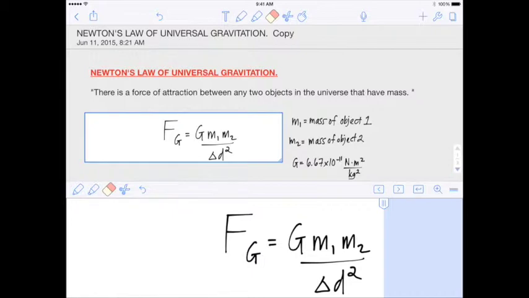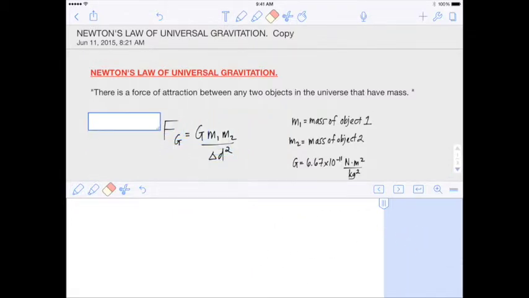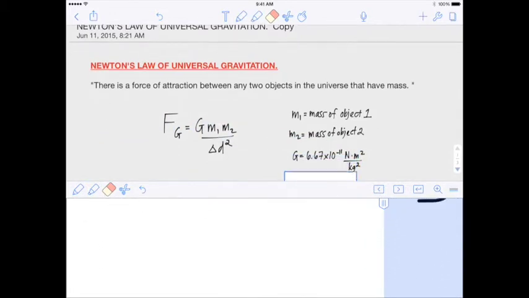So if we look at this equation, m1 is the mass of object 1, m2 is the mass of object 2, G is the universal gravitational constant, and it is 6.67 times 10 to the power of negative 11 newtons times meters squared per kilogram squared. And delta d is the distance between the two.